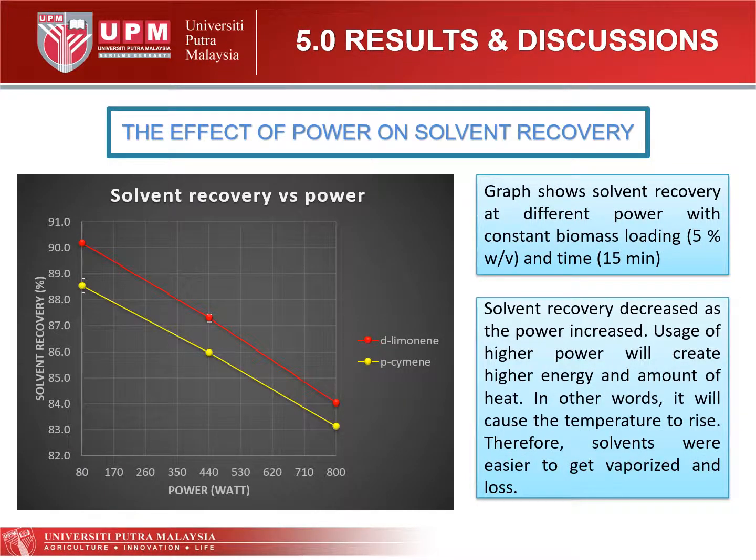The effect of power on solvent recovery. The graph shows solvent recovery at different power with constant biomass loading and time. Solvent recovery decreased as the power increased. Usage of higher power will create higher energy and amount of heat. In other words, it will cause the temperature to rise. Therefore, the solvent will more easily get vaporized and lost.